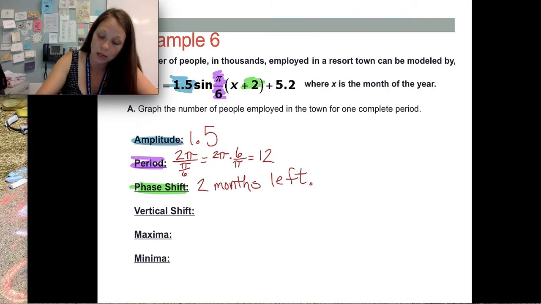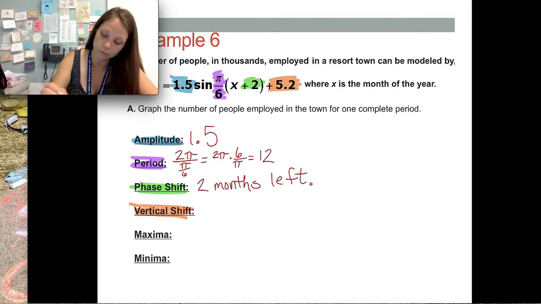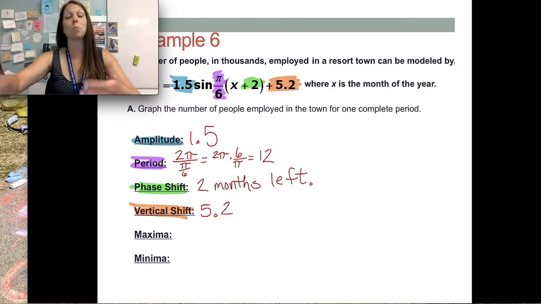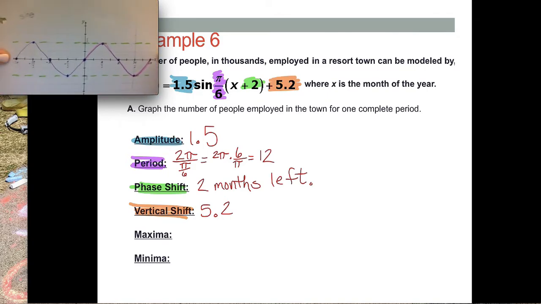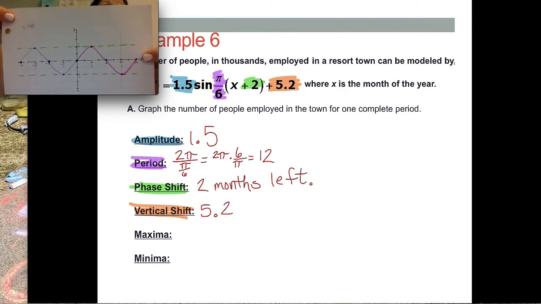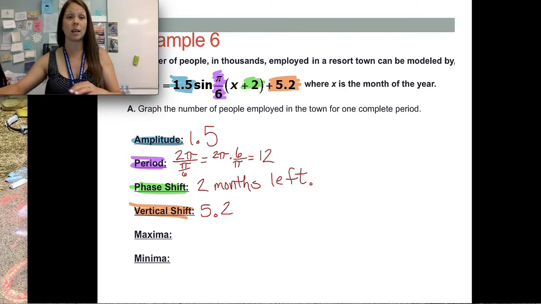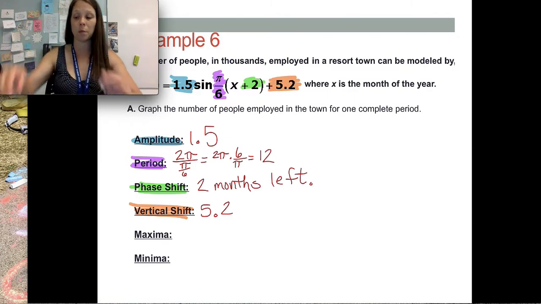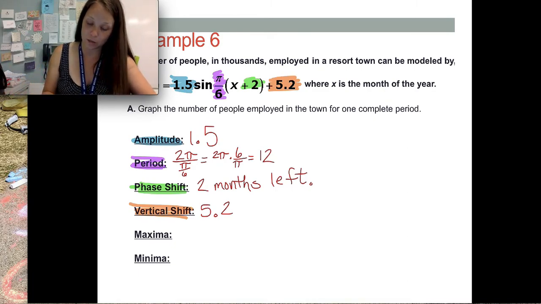Vertical shift, meaning how far up or down the graph is being moved, is this number added here, the 5.2. So everything is getting moved up 5.2. Normally our parent sine graph has this horizontal line at the x-axis that divides the graph in half. Now all of these points that were on the x-axis are going to be up 5.2 units, because that's going to be the line that we then add and subtract the amplitude from to find our maximums and minimums, which is the next part of this.